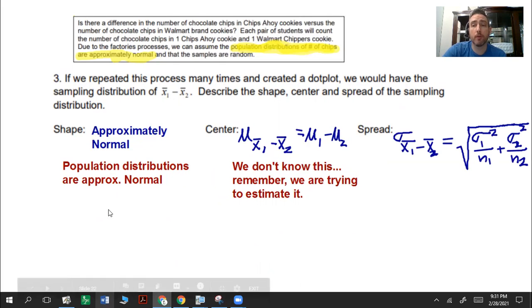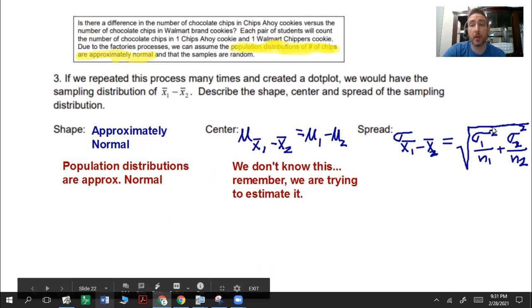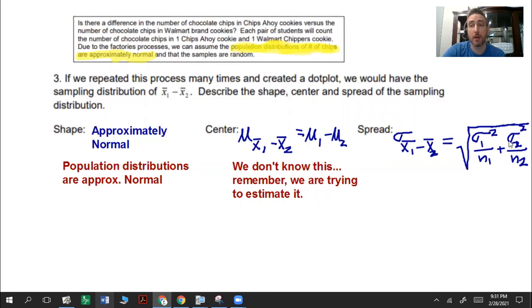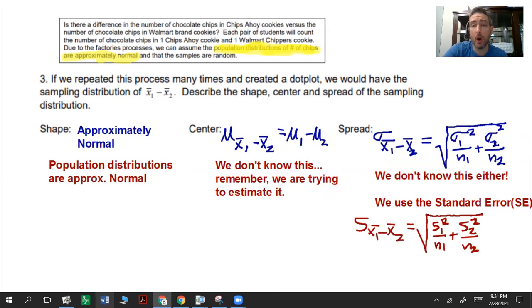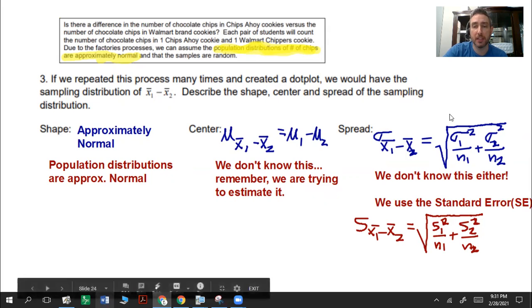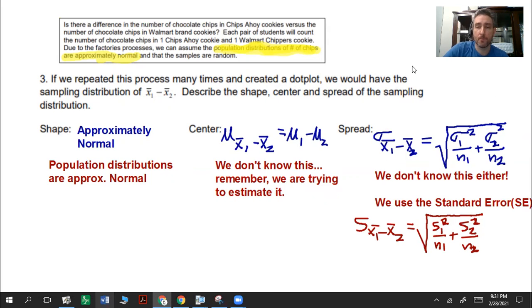remember this formula from our formula sheet: the population standard deviation squared divided by its sample size, plus the other population standard deviation squared divided by its sample size, all under the square root. Well, again, we don't have the population standard deviation, but we do have the standard error because we know our sample standard deviations and our sample sizes. So we can actually calculate this. This is our standard error. And that's on your formula sheet.